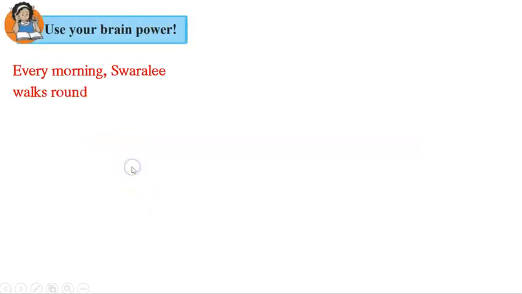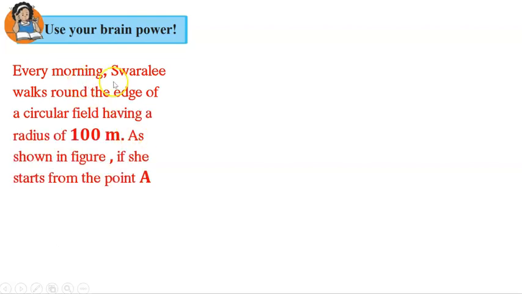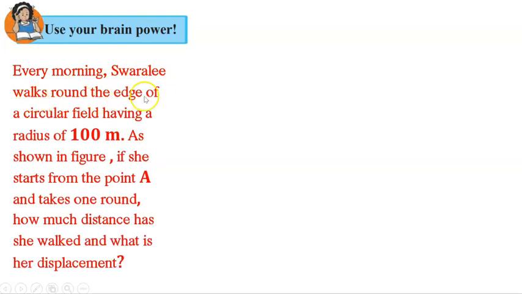use your brain power. Every morning Swarali walks around the edge of a circular field having a radius of 100 meters. As shown in the figure, if she starts from the point A and takes one round, how much distance has she walked and what is her displacement? Now see this is the figure. So Swarali starts from the point A and comes again to the point A.